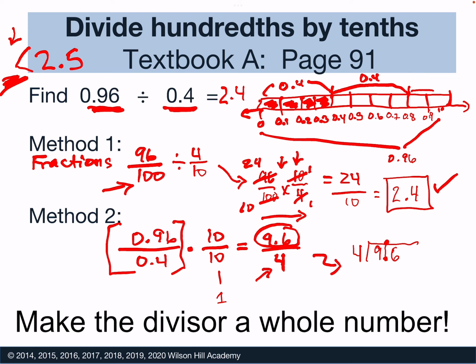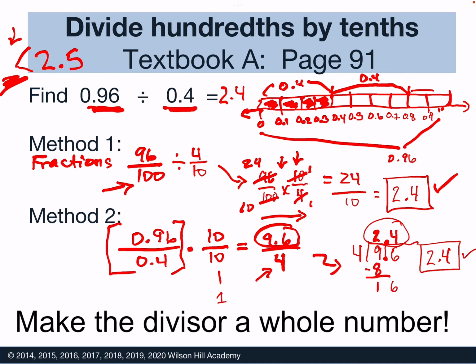4 goes into 9 twice. Okay? 2 times 4 is 8. I'm going to go ahead and do my subtraction and bring down that 6 right next to that 1. 4 goes into 16 4 times, and my answer is 2.4 or 2 4/10. And like I said before, it is perfectly reasonable.